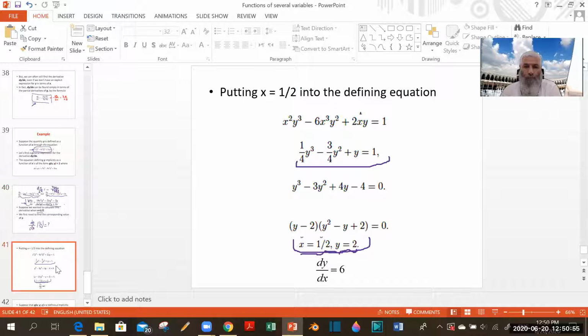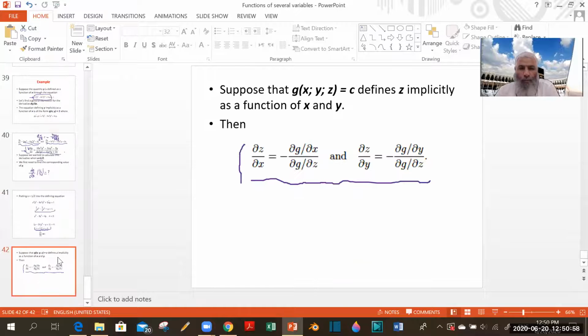Suppose G(x, y, z) = C defines z implicitly as a function of x and y. Then dz/dx equals minus dG/dx divided by dG/dz, and dz/dy equals minus dG/dy divided by dG/dz. This is the same, but he didn't give us any example for this.